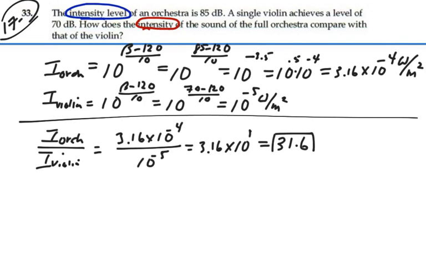So the ratio of the orchestra to a single violin is 31.6, which means that the orchestra probably has about 32 instruments. If every instrument had an equal intensity, then the orchestra would have about 32 instruments, because the ratio of intensity is 32 to 1. So that's our answer.